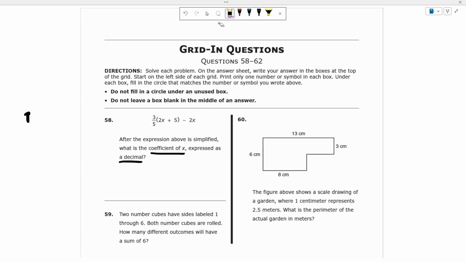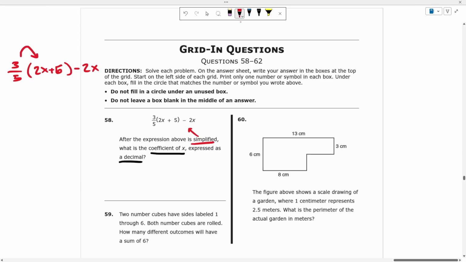So what this question is asking you to do is first simplify the expression, so all like terms are combined. After the expression is simplified, what number is in front of x? So let's go ahead and do that. So we have 3/5, and then in parentheses we have 2x plus 5. And then we're subtracting 2x from that. Whenever you have a variable within parentheses and you have a number outside of that, you need to multiply whatever's inside by whatever's outside. So in other words, you need to distribute it.